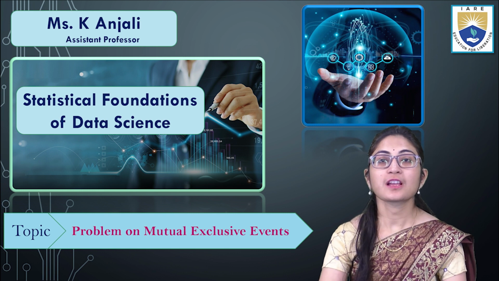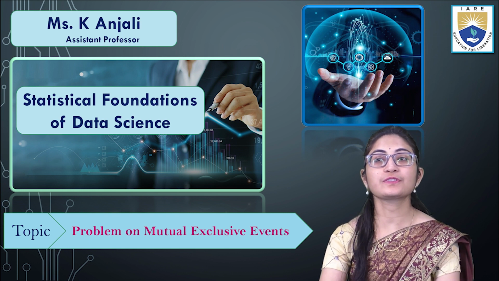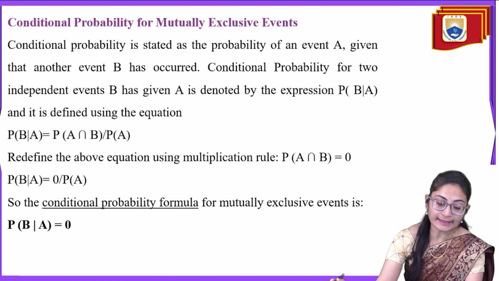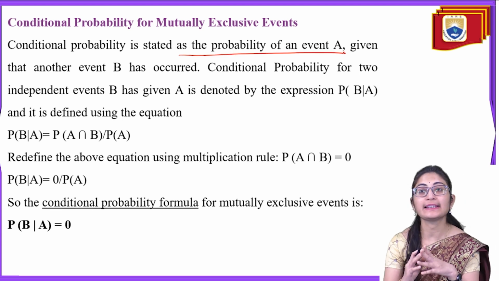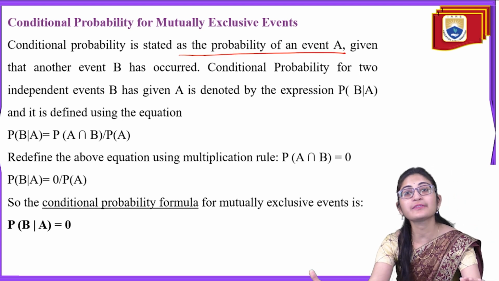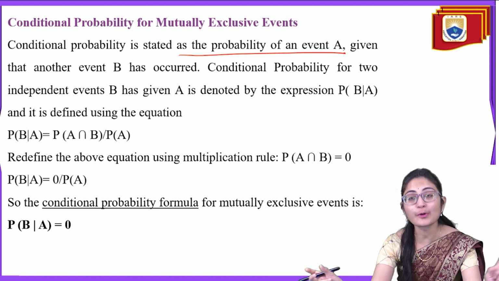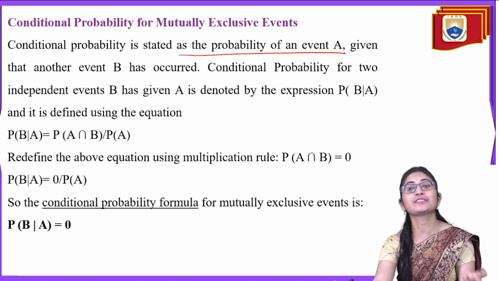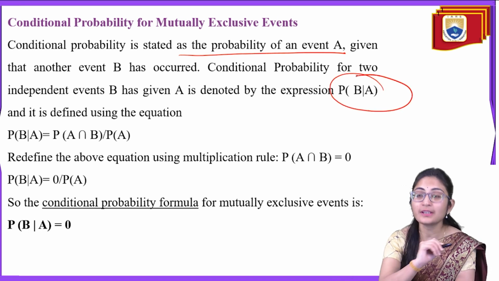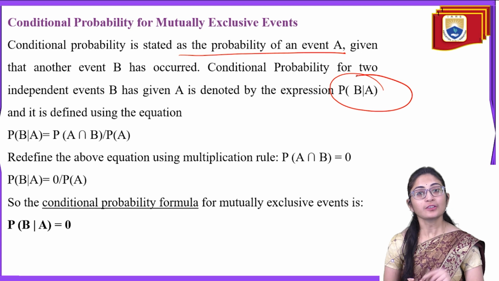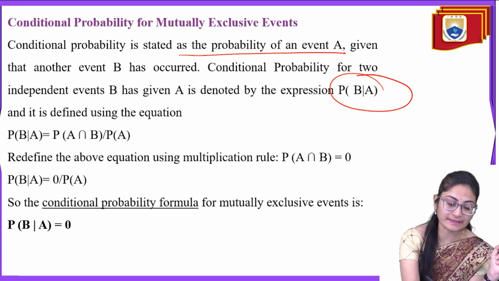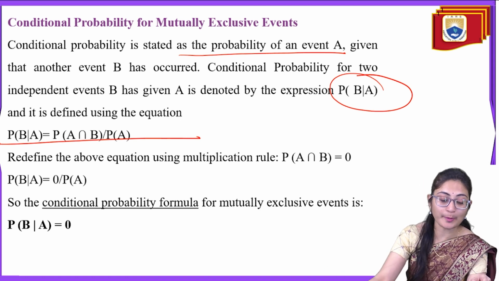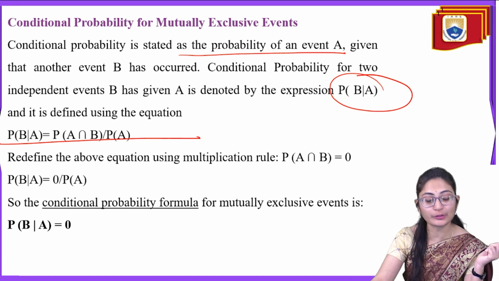Today our topic is Problems on Mutually Exclusive Events. Actually, conditional probability for mutually exclusive events states the probability of event B given that another event A has occurred. It is denoted by P of B given A, and defined by the equation: probability of B given A is equal to probability of A and B divided by probability of A.